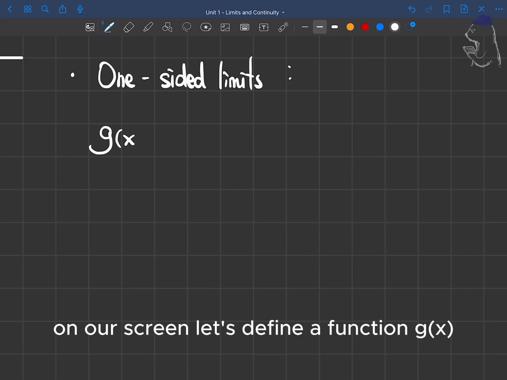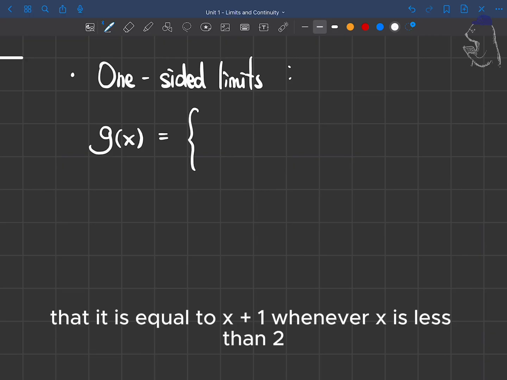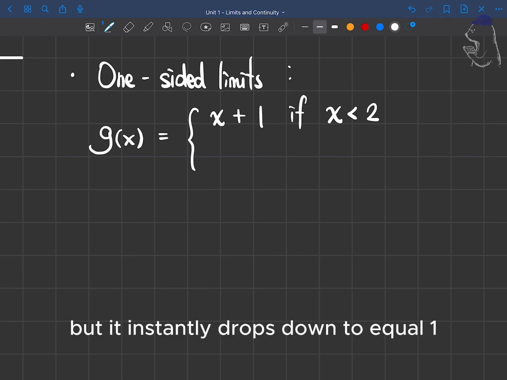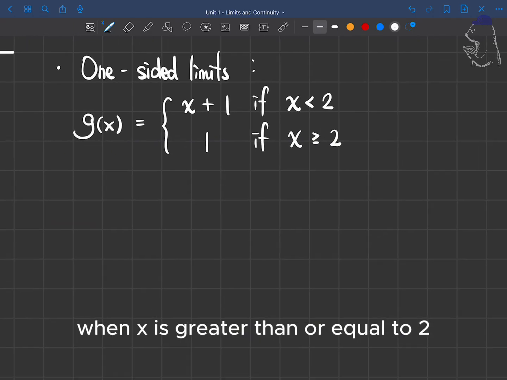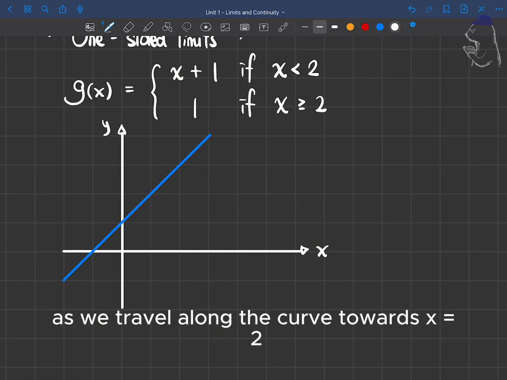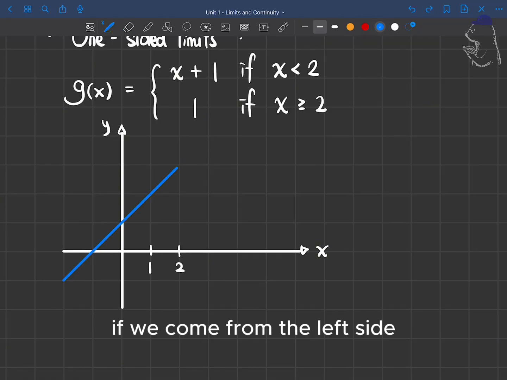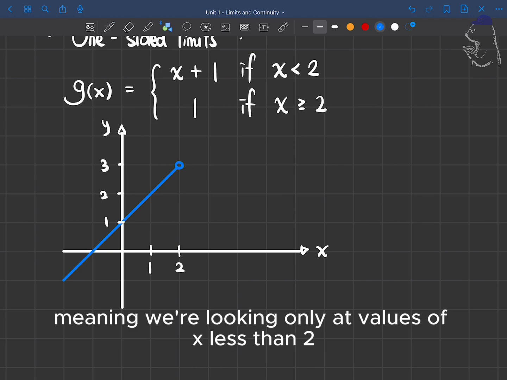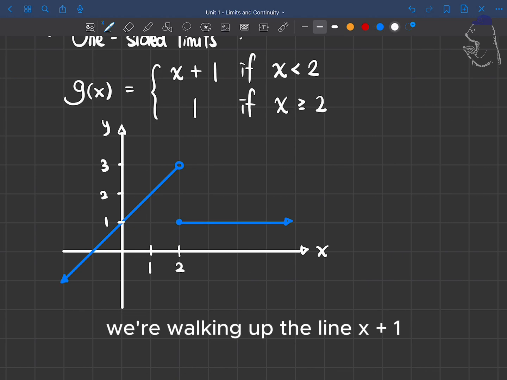Let's define a function g of x such that it is equal to x plus 1 whenever x is less than 2, but it instantly drops down to equal 1 when x is greater than or equal to 2. Let's track our path as we travel along the curve towards x equals 2. If we come from the left side, meaning we're looking only at values of x less than 2, we're walking up the line x plus 1.